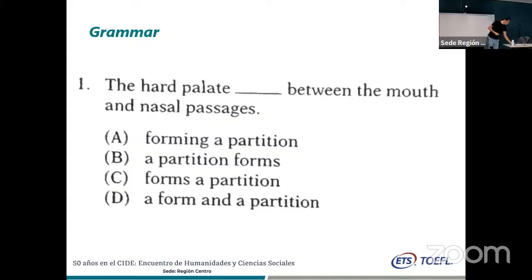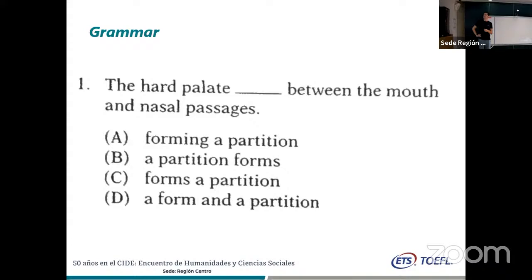We have an example here. The hard palate between the mouth and the nasal passages. You see, vocabulary very specific to one area. Hard palate between the mouth and nasal passages. So it's about biology, or this anatomy.